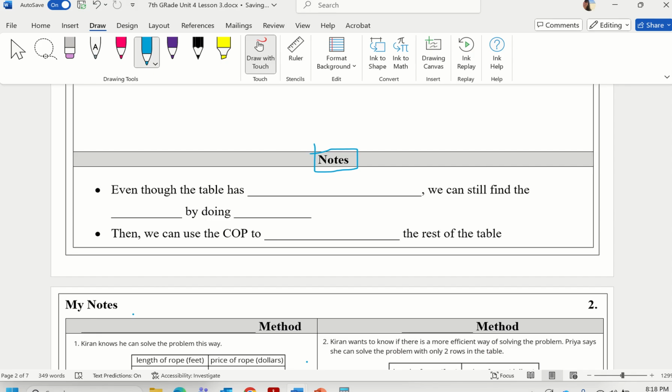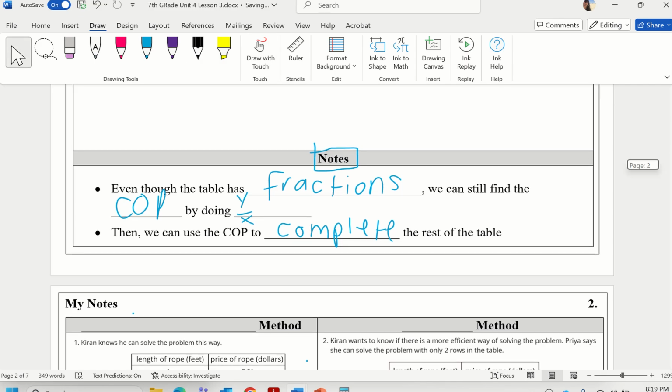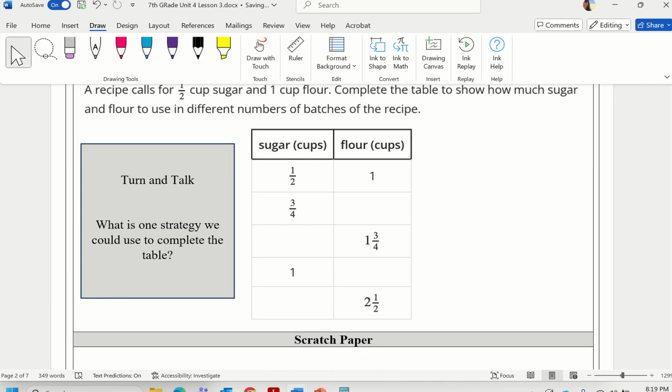So it says, even though the table had fractions, we can still find the COP by doing y over x. Then we can use the COP to complete the rest of the table. If you need extra time to write this down, please pause the video here and then hit play when you're ready.